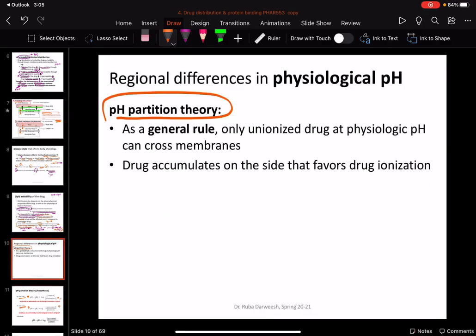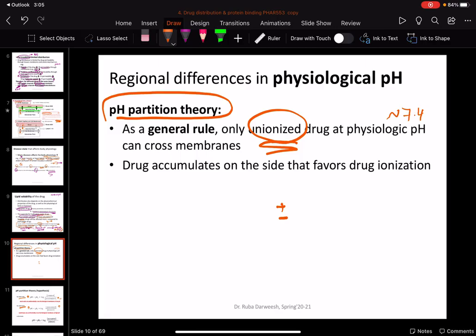Okay, so as a general rule, we are talking about unionized drug at physiological pH to cross the membranes, which is 7.4 or near 7.4. And again, this is a general rule, because if you have a zwitterion, it is considered neutral, but it's still ionized. So there are a lot of things to be taken into consideration.